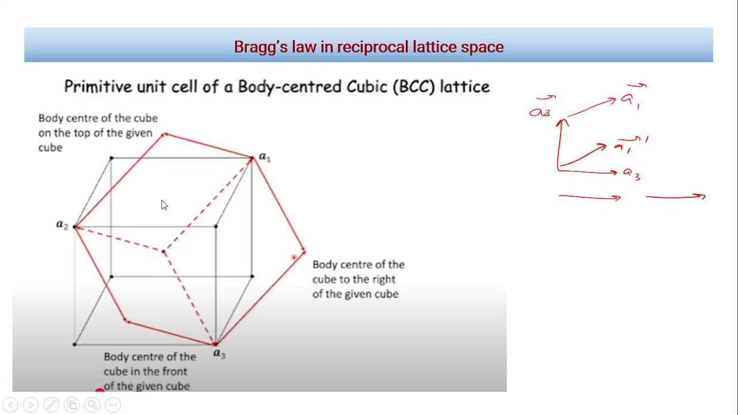We know this is not isolated, right? It has innumerable cubes around it: right, left, up, down, front, back. So where these two meet, that will be the body center of the atom in the cube at the top. If I draw a cube at the top, this point will be the body center of the top cube.